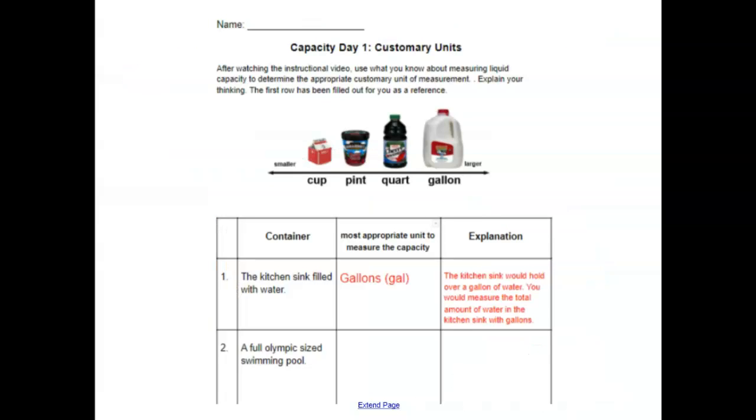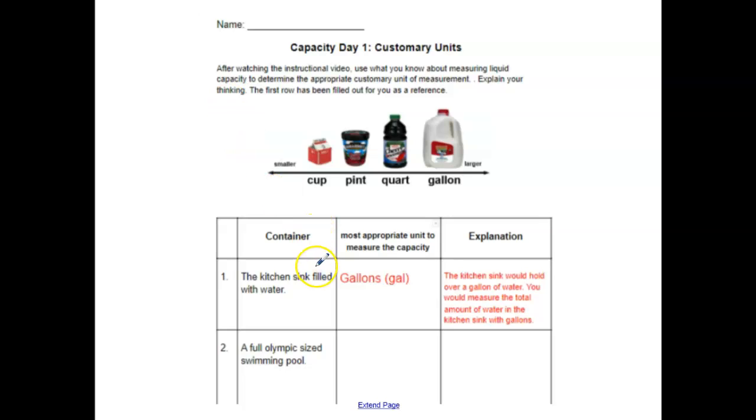Okay, third grade listeners, this is your assignment for today, and it's very similar to the work that we just did together. So after you watch this video once or twice, use what you know about measuring liquid capacity to determine the appropriate customary units of measurement and explain your thinking. So I'm going to show you what I did.